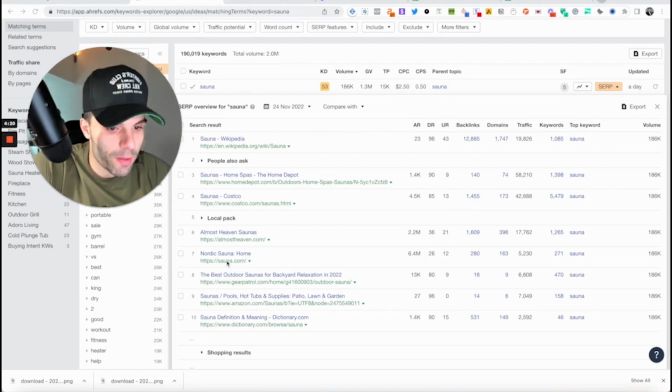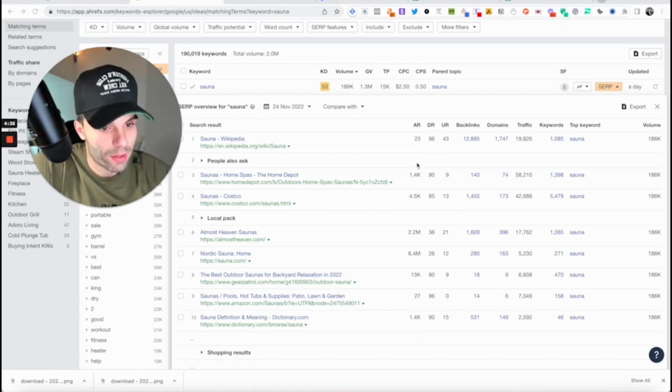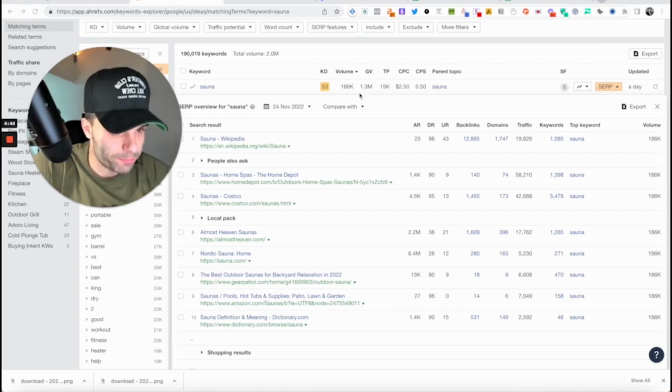That's a side tip. If you want to rank for a keyword, having it in your URL is a huge advantage. For the keyword sauna, sauna.com is literally 26, while everything else is like 80, 96, 90. This would indicate this is a very hard keyword to rank for, because we're going to have to overcome these websites. Costco, Home Depot, Wikipedia, very, very difficult.